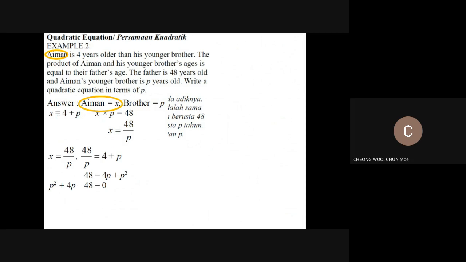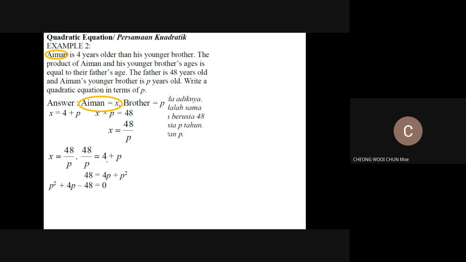Aiman, x, is 4 years older than his brother, means 4 plus P. P plus 4, let's say the brother is 8 years old, then 8 plus 4 is Aiman. The brother is younger. Then the product, Aiman and younger brother, x times P equals 48. So you want to find P, x. So x is 48 over P, then only you can replace inside. Replace into x, so 48 over P equals 4 plus P. Then from here, I can write the quadratic equation in terms of P, no x anymore.